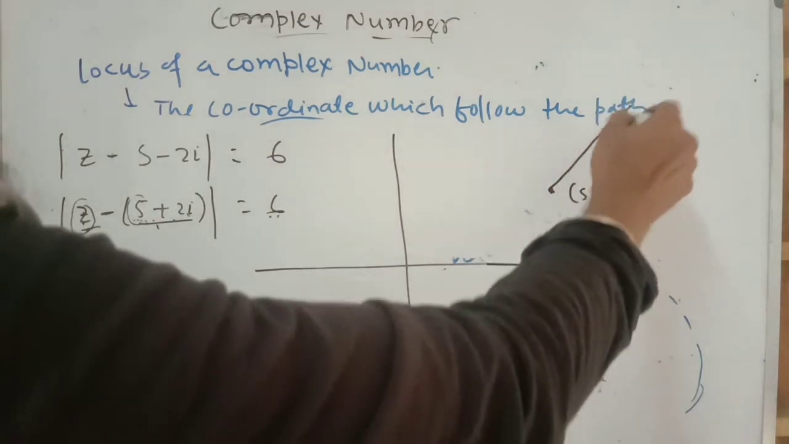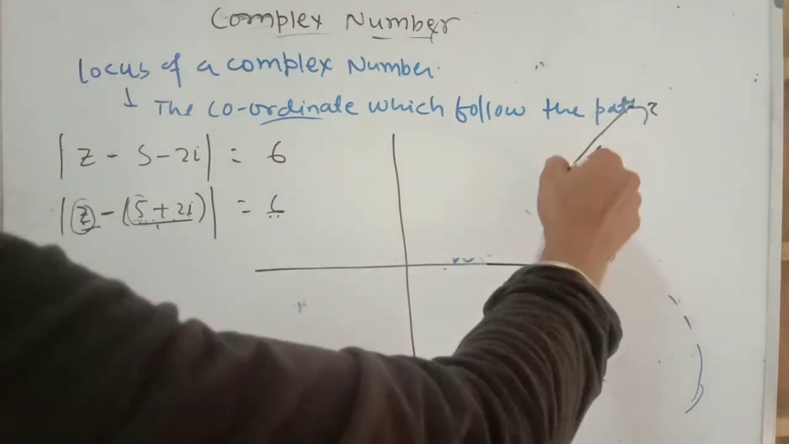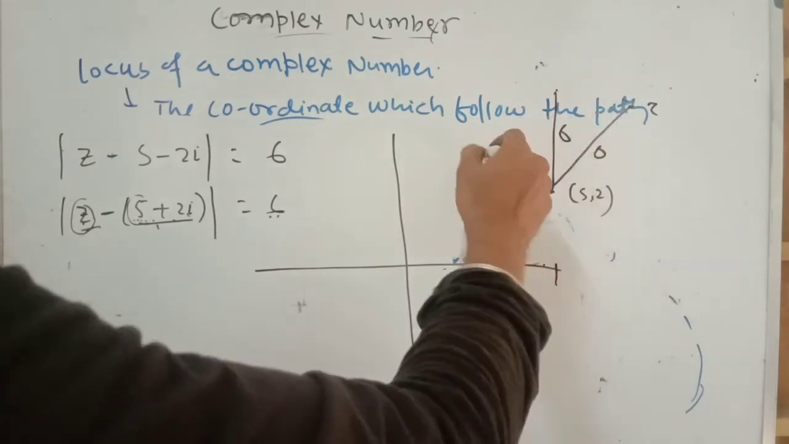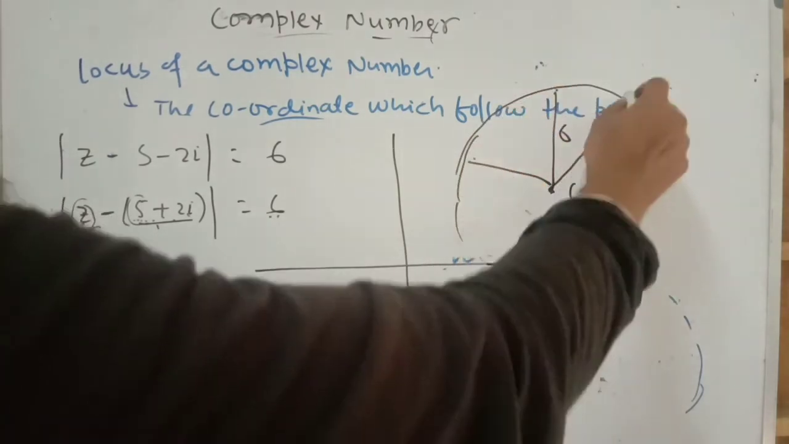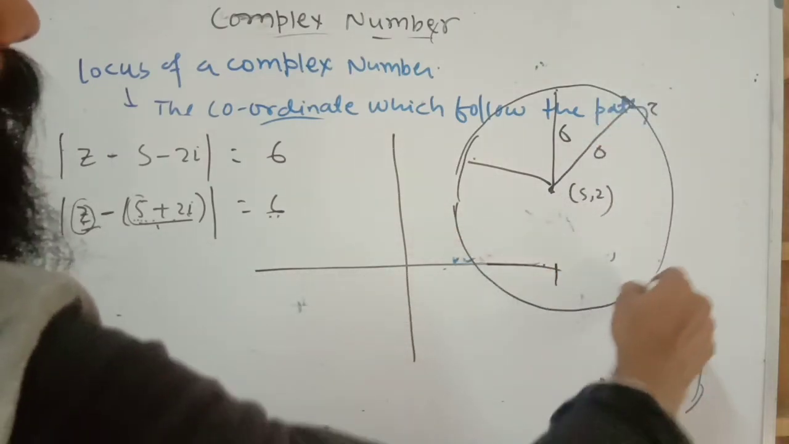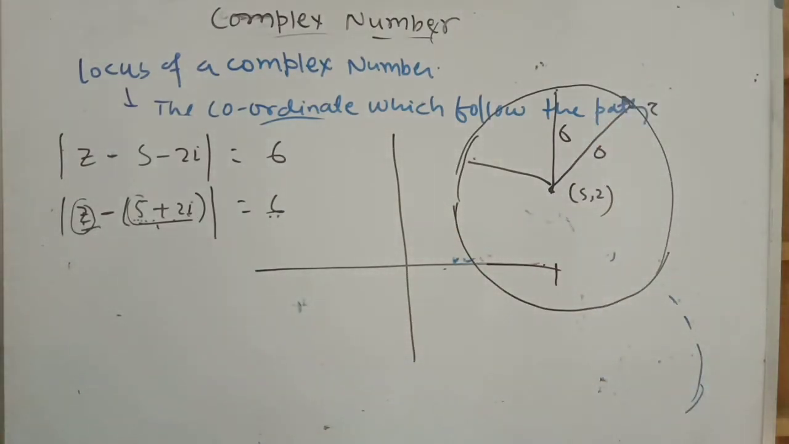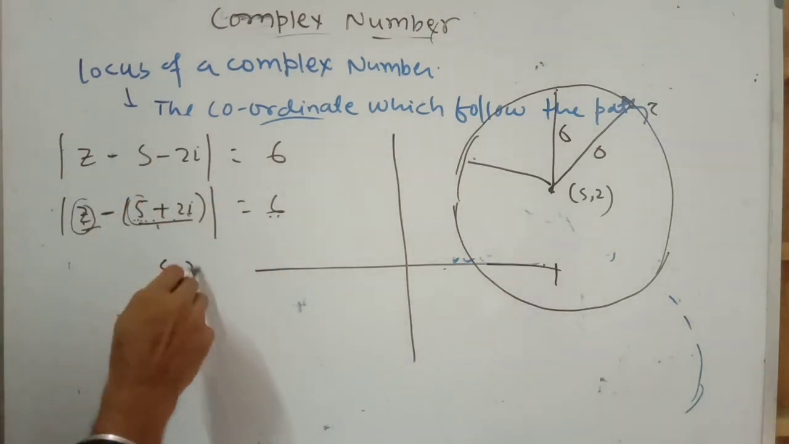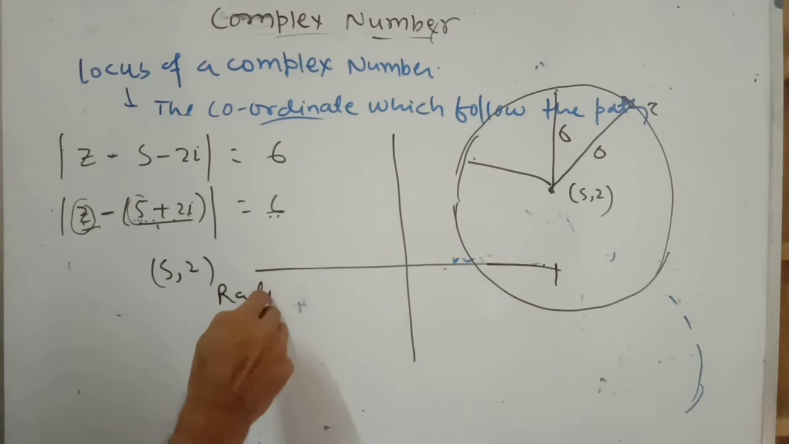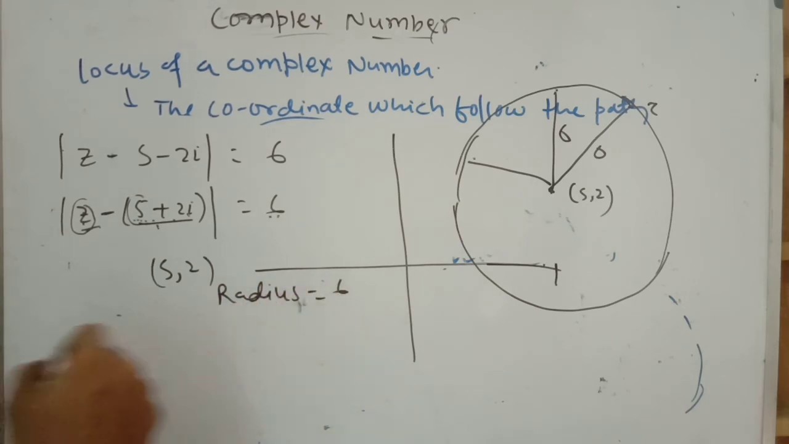So let me say this one is z. Six distance may be here also. So when you draw all the path traveled by z, it will become a circle. It will become a circle, where the center is (5, 2) and the radius is 6.